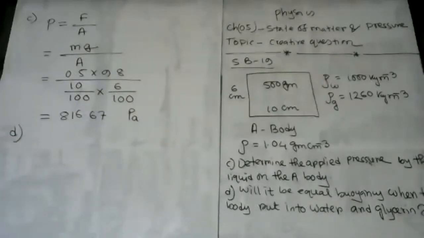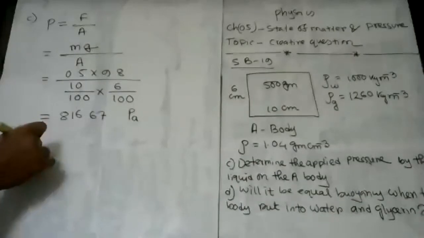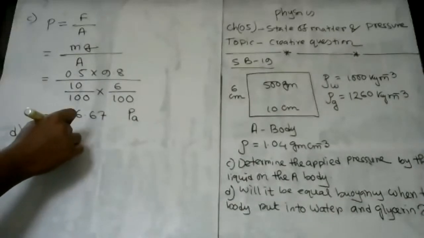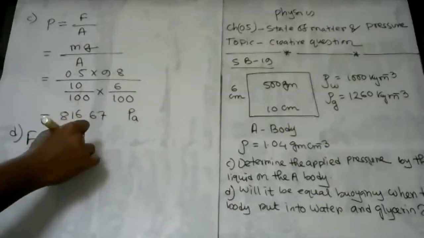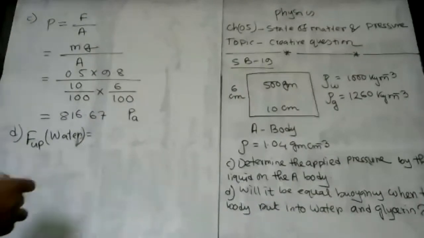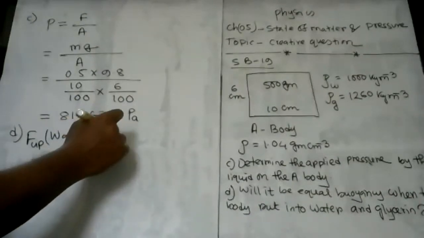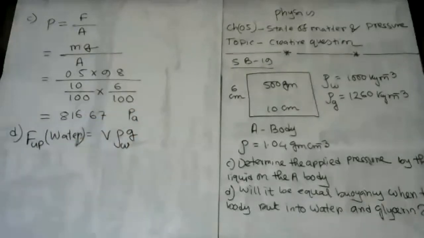Now question number D. It asks whether the buoyancy will be equal for these two cases. At first I'm going to find out the buoyancy in the case of liquid, water. You know that, my dear student, buoyancy will equal V, rho, and then g, where rho is for water.